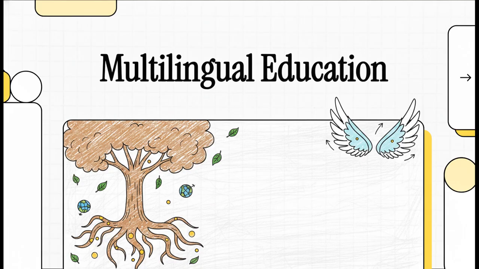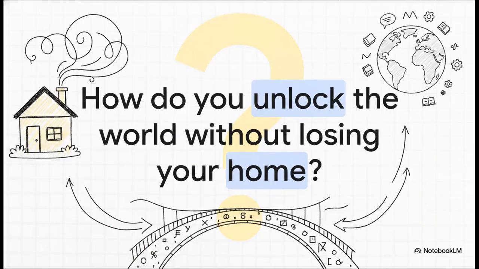Well, the secret is all about how we approach language. And it's a pretty profound question, right? How exactly do you unlock the world without losing your home? We're all trying to balance having a really deep, grounded local identity with these vast, borderless global ambitions. We live in an era where, sure, participating globally is absolutely essential, but at the same time, our cultural identity is more precious than ever.